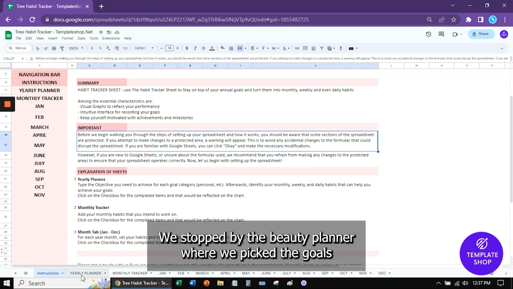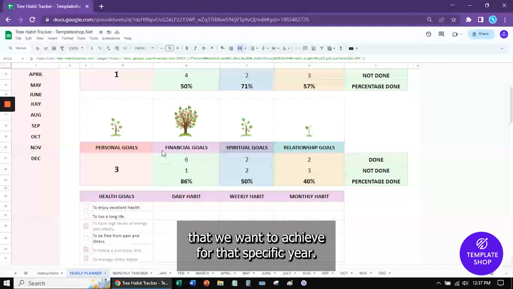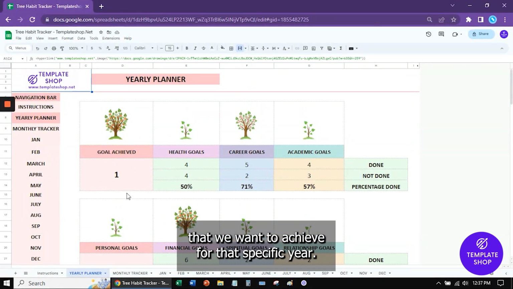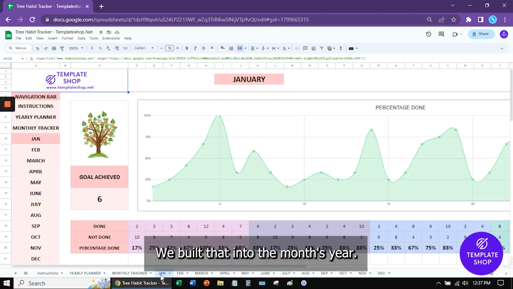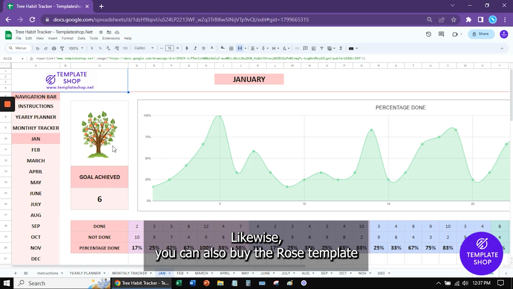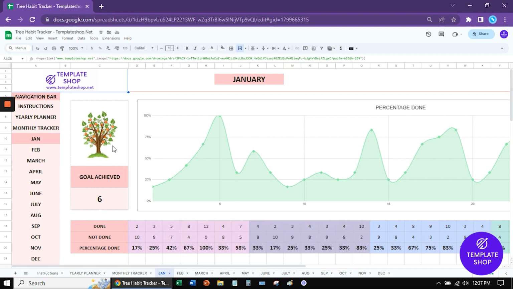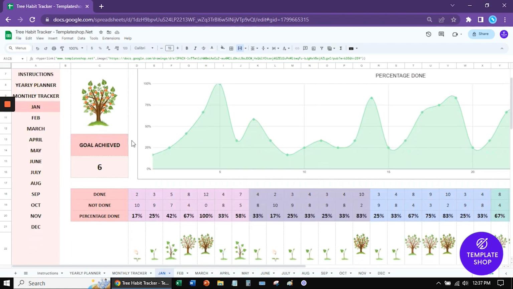We start with the yearly planner, where we set the goals that we want to achieve for that specific year. We delve directly into the months. Here we see that it's a tree. So this is a tree template. Likewise, you can also buy the rose template or the sunflower template from TemplateShop.net.